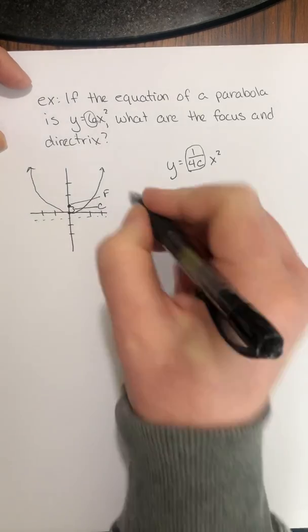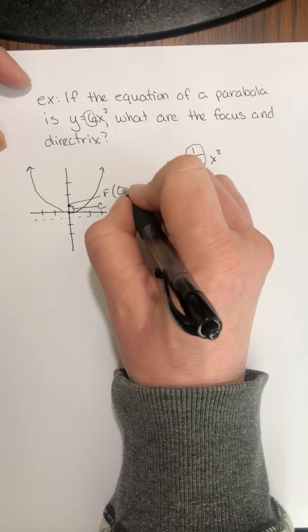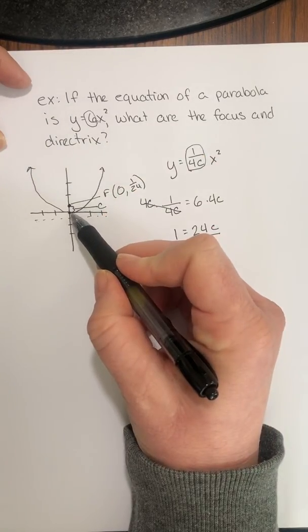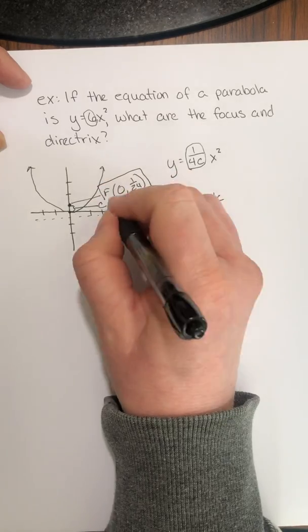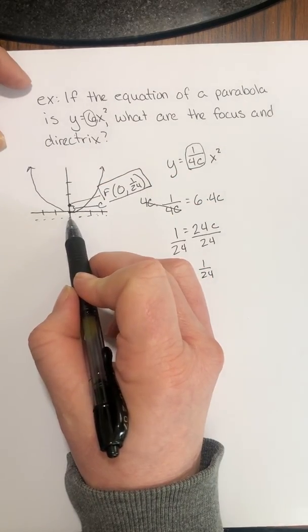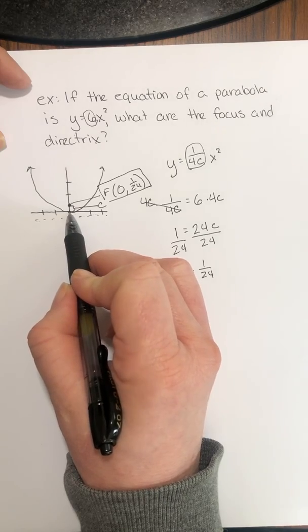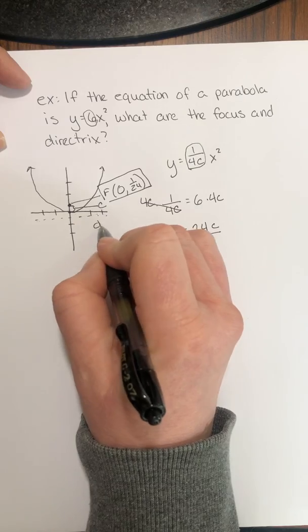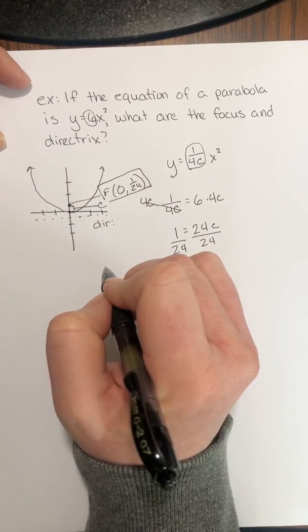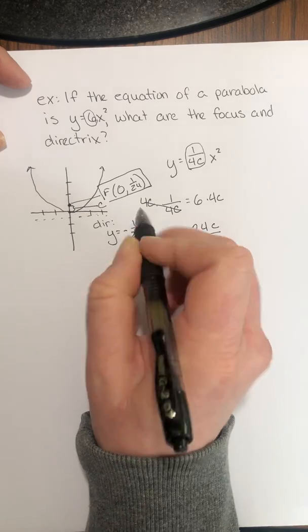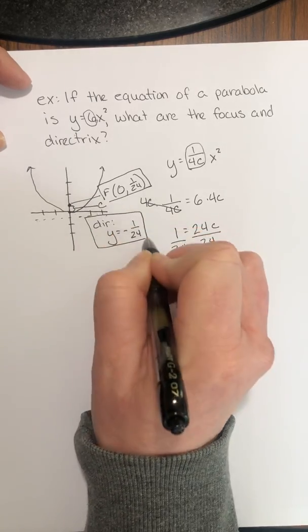So this focus is at the point (0, 1/24). Clearly my graph is not to scale. And the directrix, this line down here, the distance from this line to the vertex is also 1/24. So the directrix is going to be the equation y equals negative 1/24. There you go.